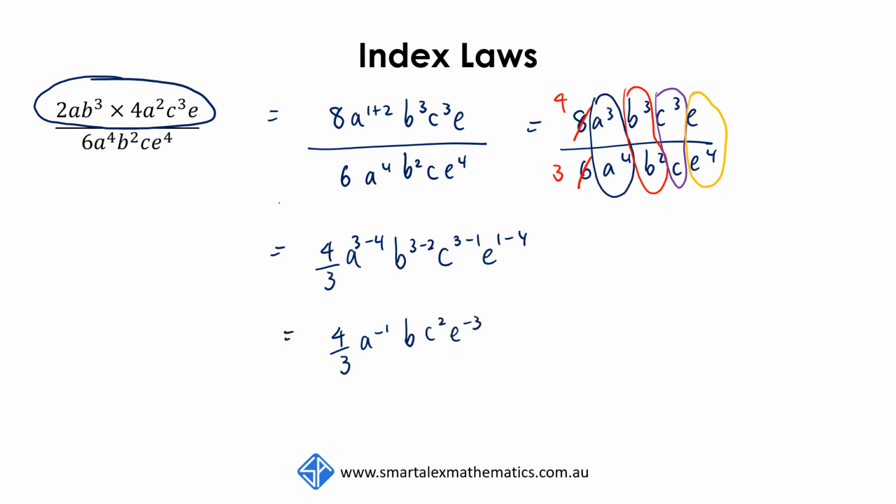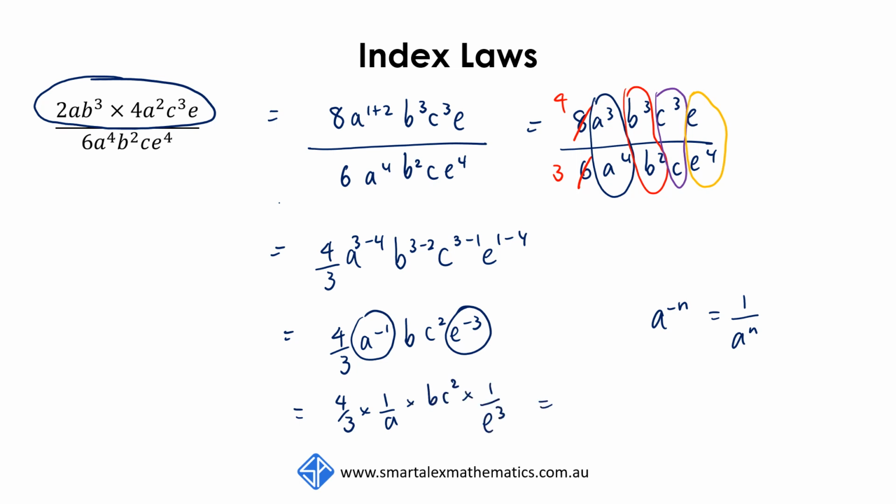Now recall our index law is that a to the negative n is equal to 1 over a to the power of n. So we're going to apply the index law to the a to the negative 1 term and the e to the negative 3 term. This will give us 4 over 3 times 1 over a times bc squared times 1 over e cubed. And putting this together as a single fraction, we'll get 4bc squared over 3a e cubed.